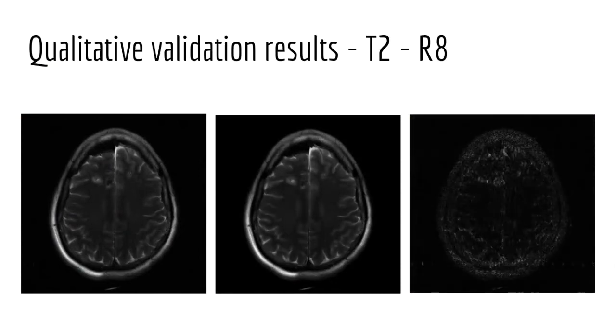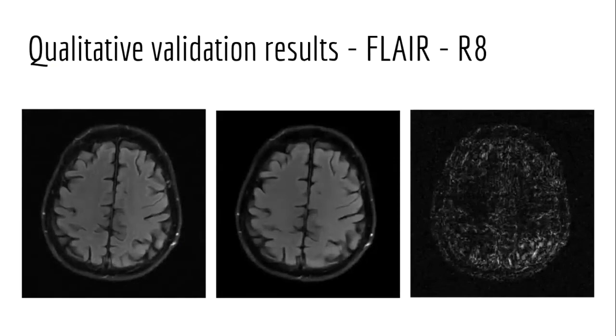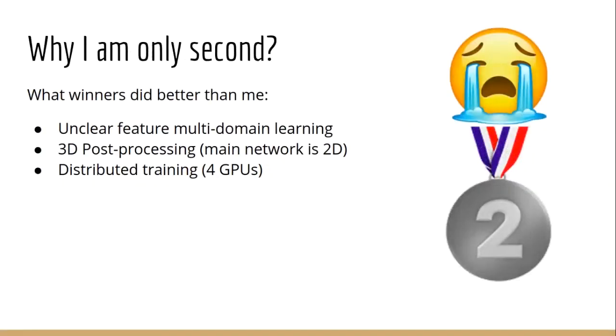However, at the acceleration factor of 8, the picture is quite different because you can start to see some differences between the original and the reconstructed image. And you can also see, for example, a loss of contrast, some blurring as well, which makes it difficult for the radiologist to read the images. So I have different images with different types of contrast. I can show them to you if you want, but I will move on now to the reasons why I'm only second.